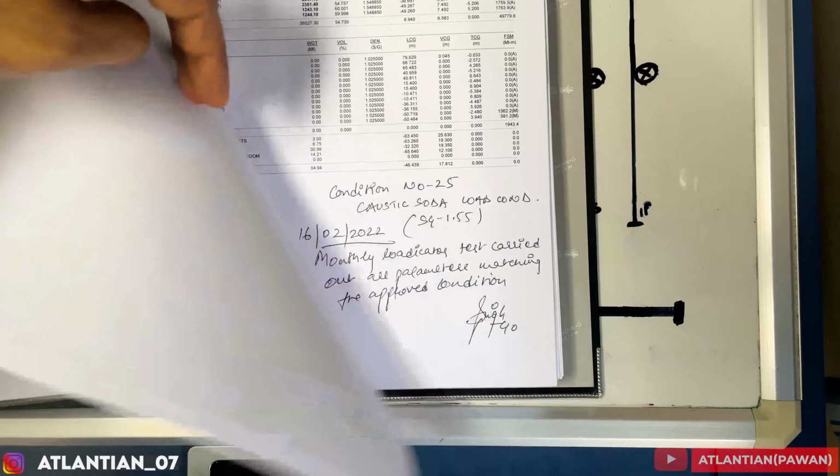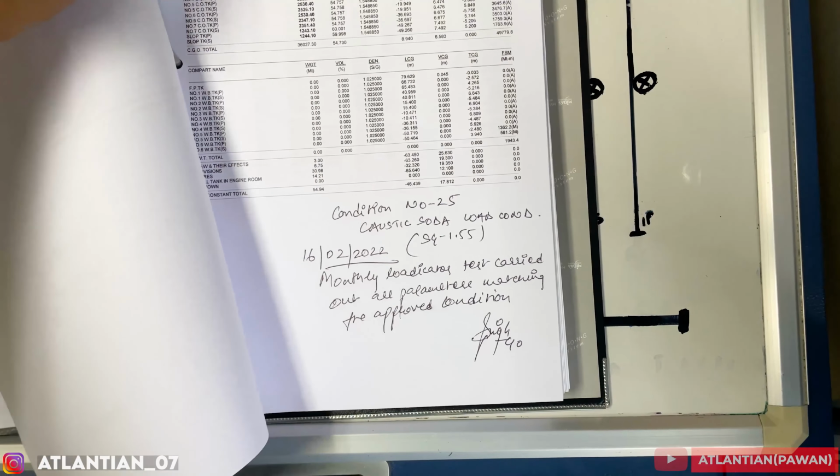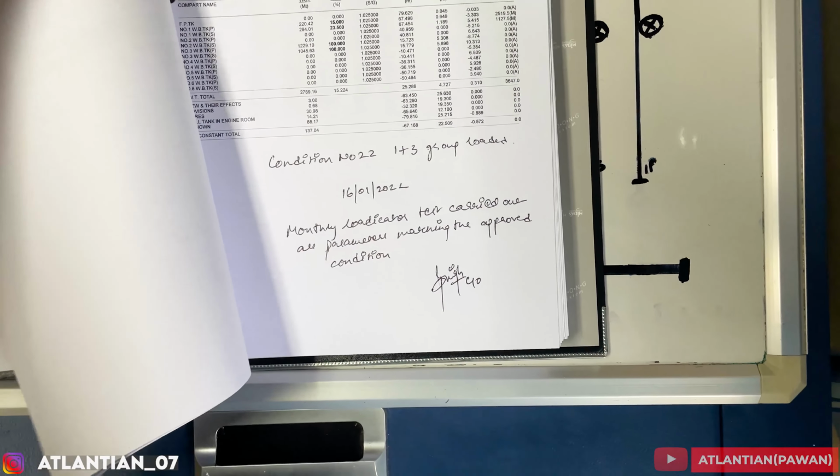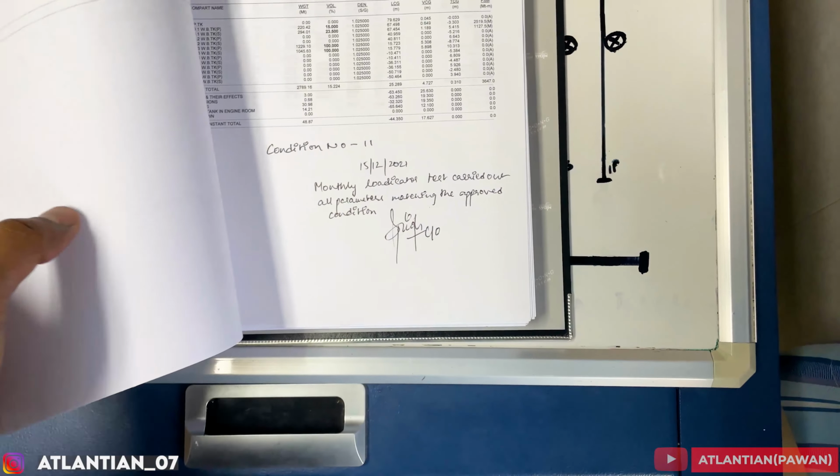Now over here you can see these are my test conditions from previous month, and those are different. So every month I'm doing those tests on different test conditions.